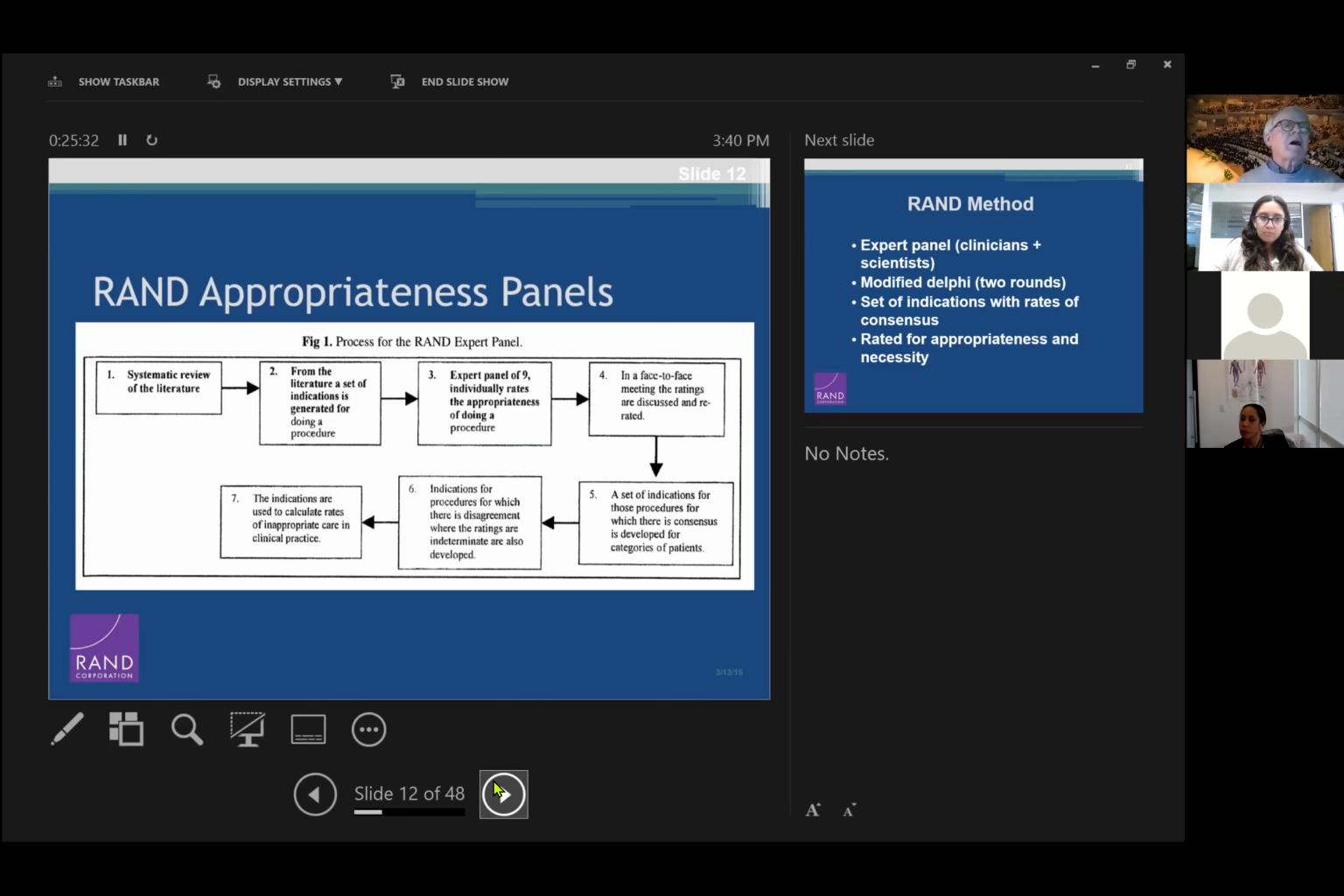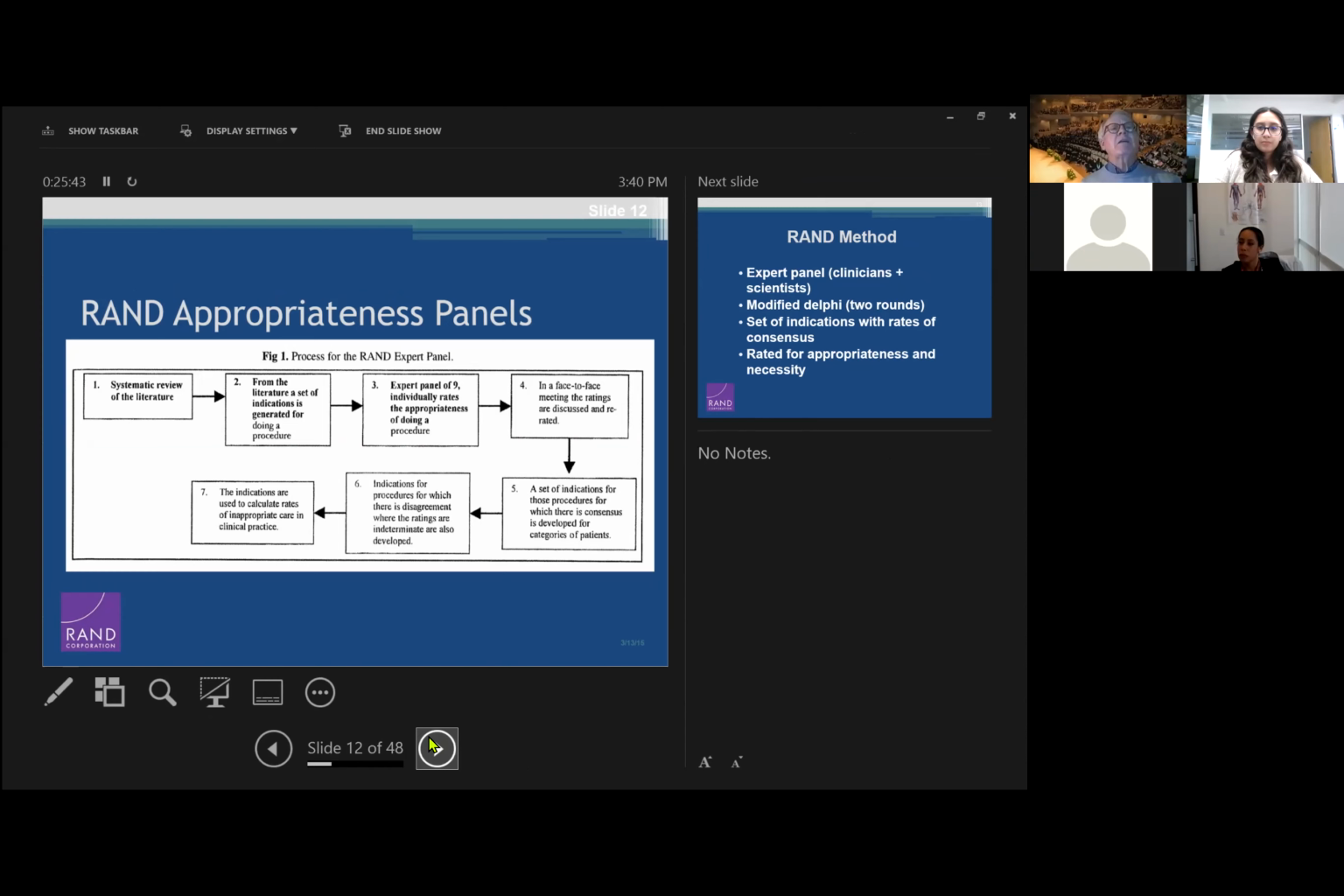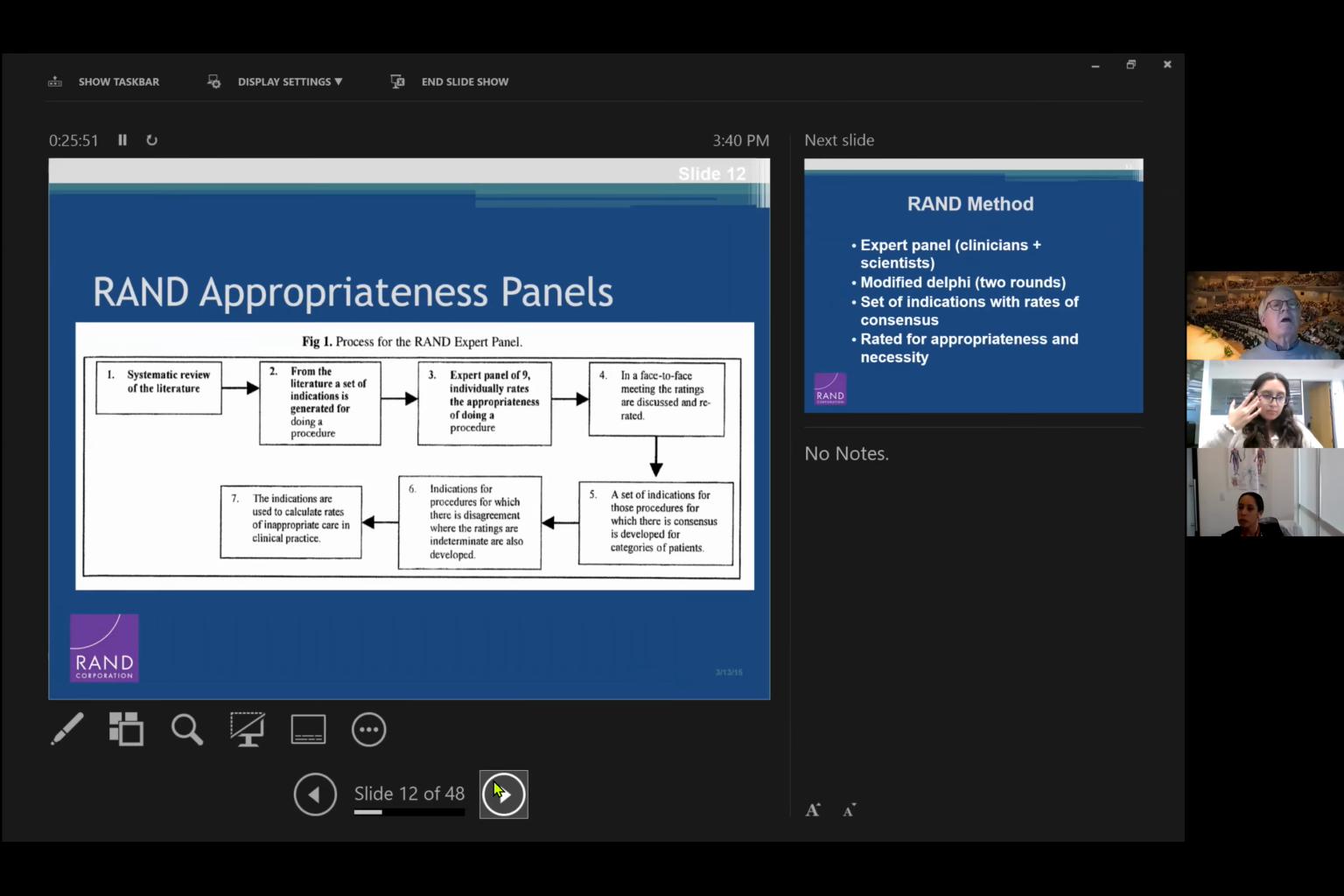So if we're looking at bypass surgery, because we do it randomly, we can give you a rate of how much inappropriate bypass surgery is being done, or back surgery, or whatever. Not just medicine, it can be in chiropractic or whatever we do it with, we can actually calculate a rate of inappropriate care. And therefore you can then start looking at the policy issues.